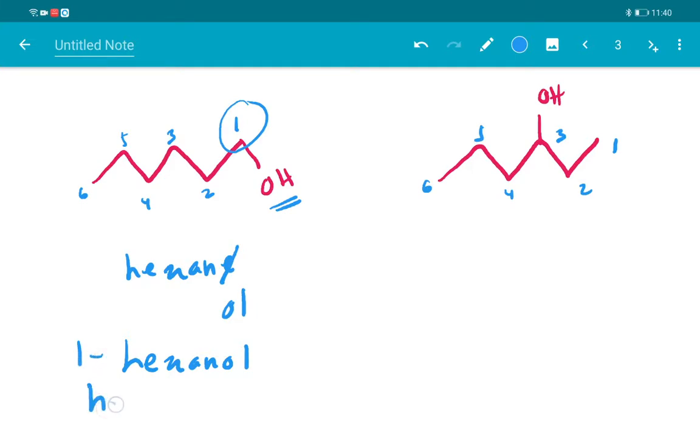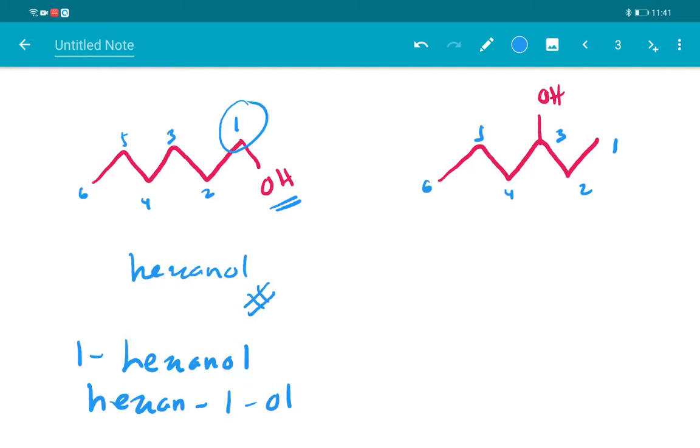Okay, ada naming, it can be also hexan-1-ol. Again, for any functional group which is located on the first carbon, kita boleh ignore nombor 1 tu. You can simply write it as hexanol. Okay, that will be the main name. Okay, what about this one?